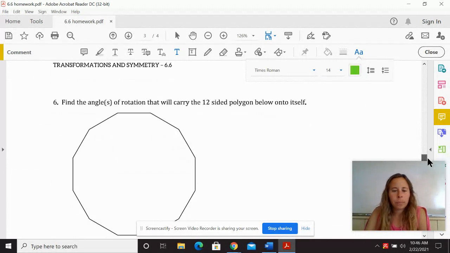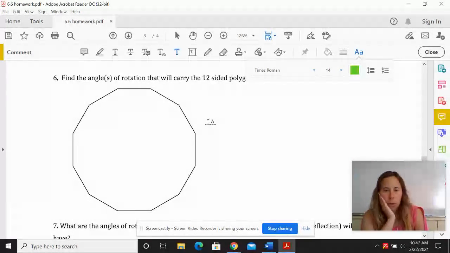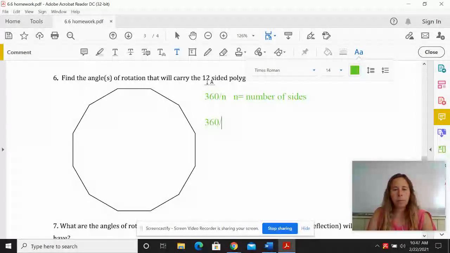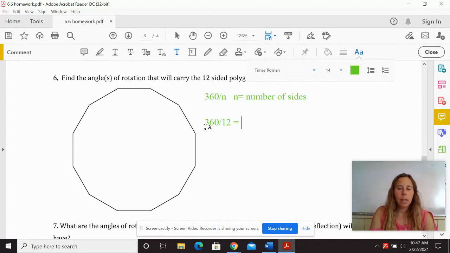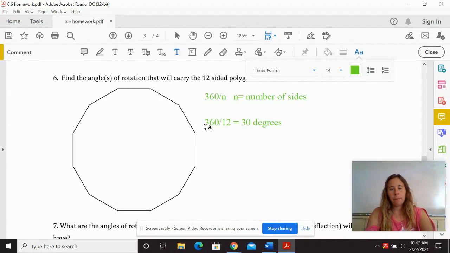Scrolling down. Number 6, find the angles of rotation that will carry the 12-sided polygon onto itself. You can use our formula from today, which was 360 divided by n, where n equals the number of sides. So for this one, 360 degrees divided by the number of sides, 12. You can also count them. There are 12 sides. 360 divided by 12 is 30 degrees.